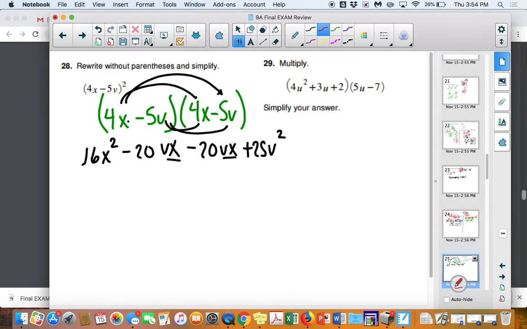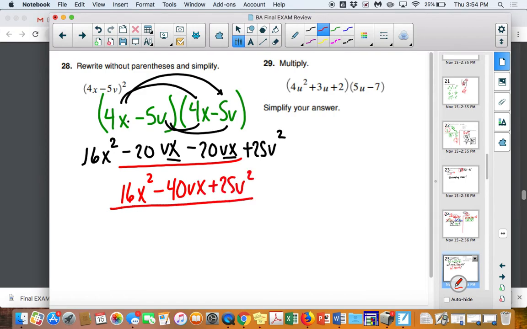Okay? Then these are like terms. Now, don't get too happy because you got 20vx and 20vx, but they're both negative. So they don't go out. You actually have to add them together. So that would be a negative 40vx plus 25v squared. Can't put anything together because your variables don't match.